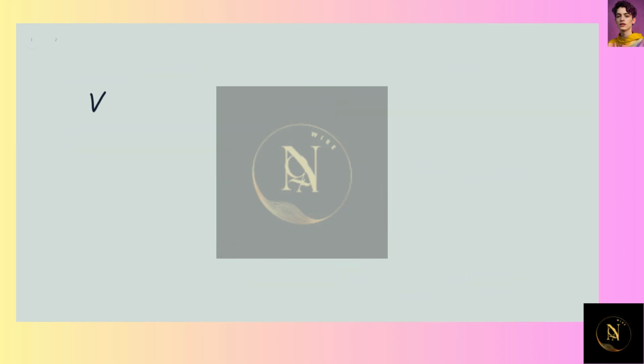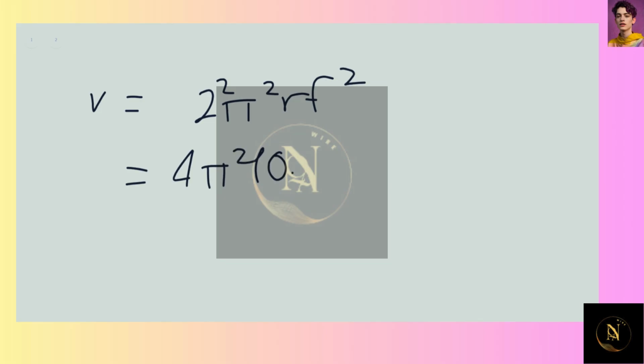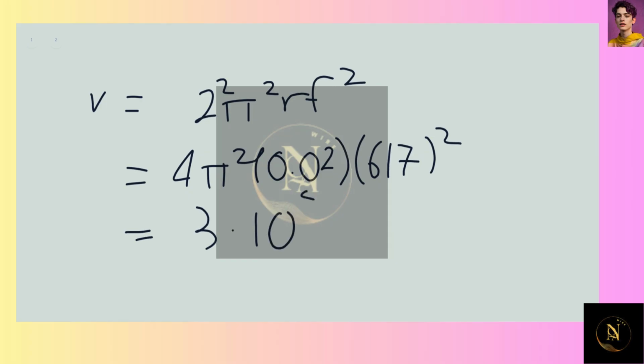So a is equal to 4 pi squared r times f squared, which is equal to 4 pi squared times 0.02 times 617 squared. And that is equal to 3 times 10 to the 5th meters per second, which is the answer to part A of our problem.